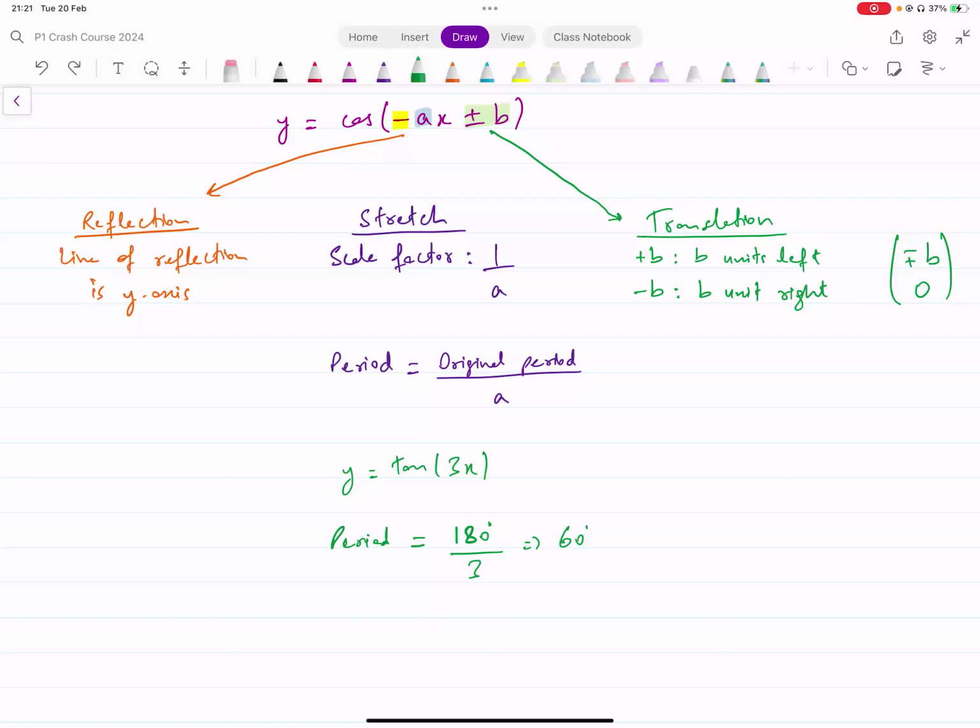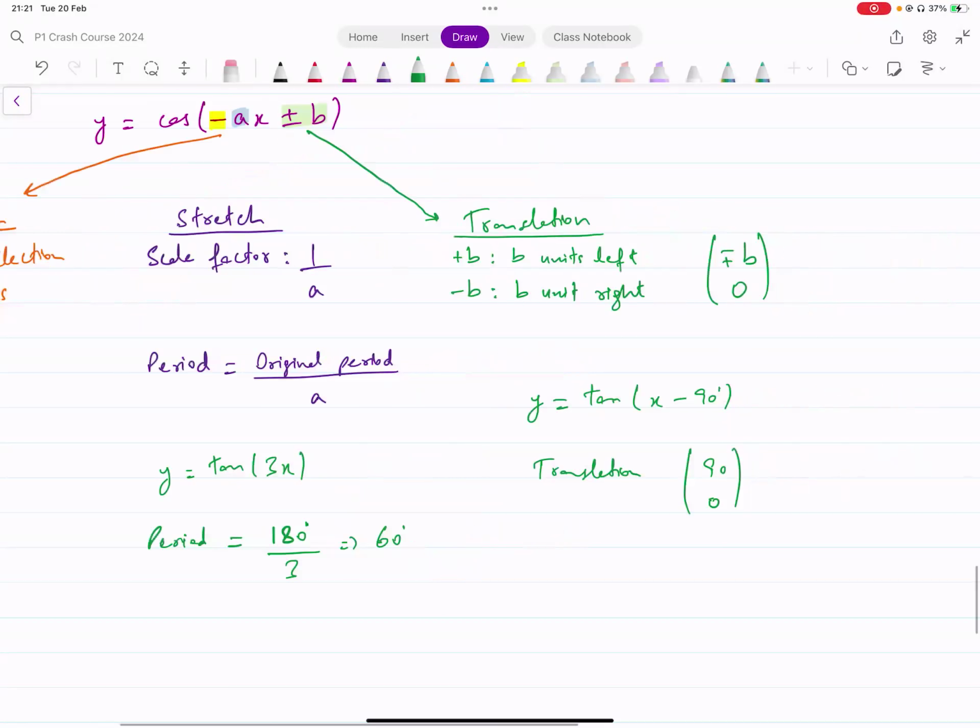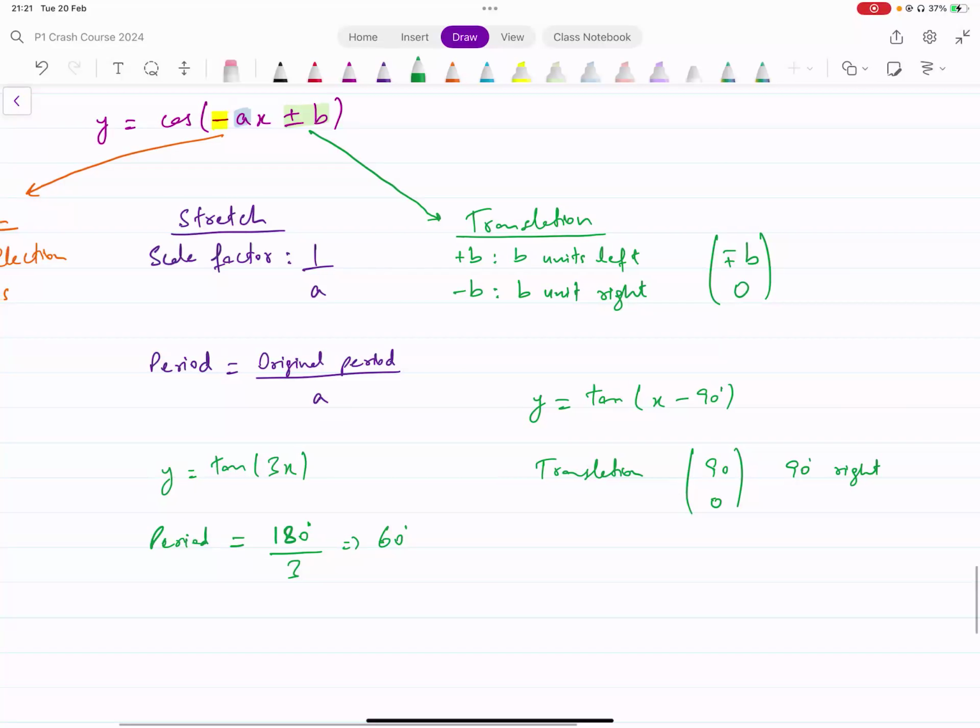So let's take an example. Let's say we had something like this: y equals tan of x minus 180, or that will actually be a complete cycle. Let's do x minus 90. This is a translation of this vector (90, 0), which means 90 units right, 90 degrees to the right. That's what this transformation is.